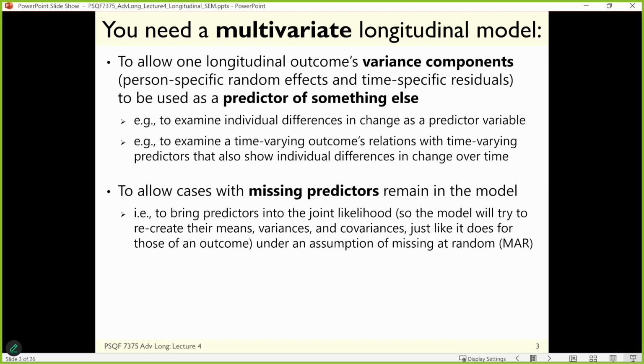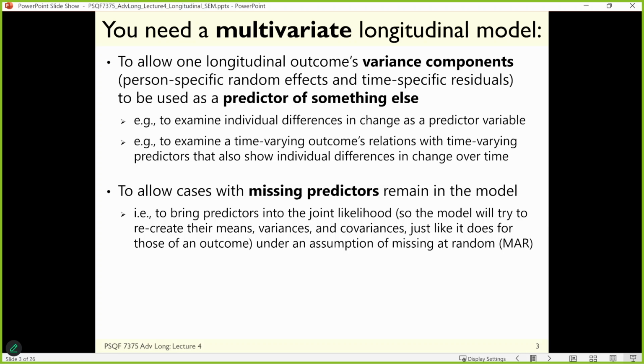So that solves a lot of problems with respect to dropping cases that have missing time-varying predictors and ambiguity as to whether the person mean should be just the cases that were eventually included in the model or all the cases. If those things yield different answers, then that points to some kind of missing data mechanism that you probably shouldn't ignore. That is a whole class in and of itself, though.